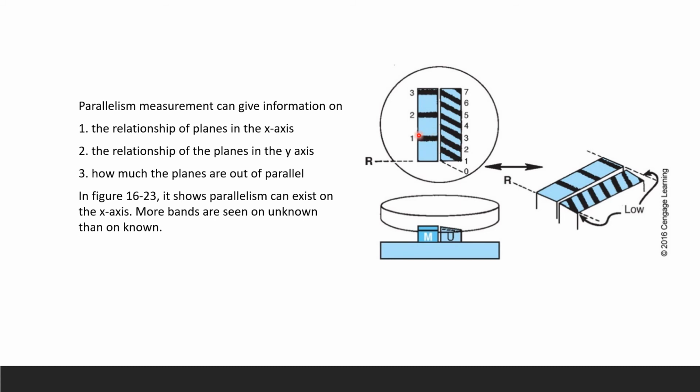And here you can see 1, 2, and the 3. Only 3 bands. Here we have 1 all the way to 7 bands. So here, this is our unknown, and we have more bands on the unknown. And this is your known, okay? And you have fewer bands. In that case, we know that the parallelism can exist on the x-axis.